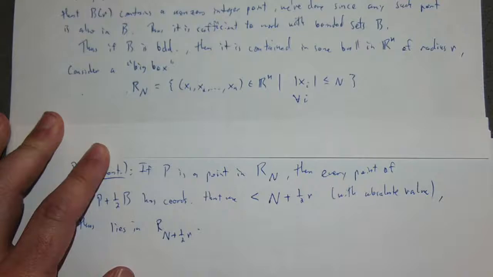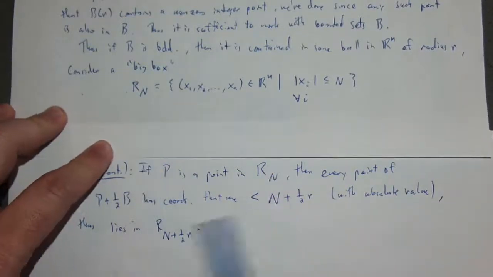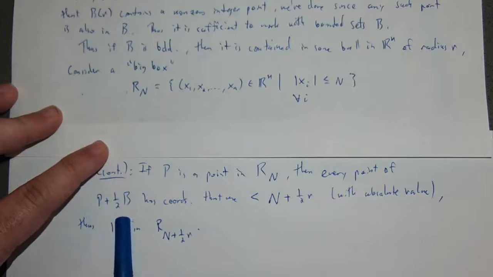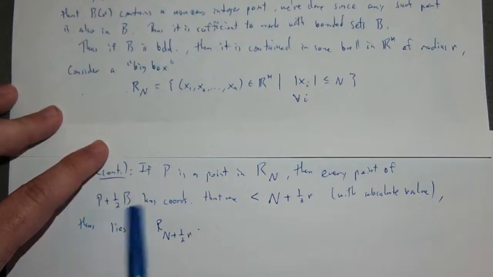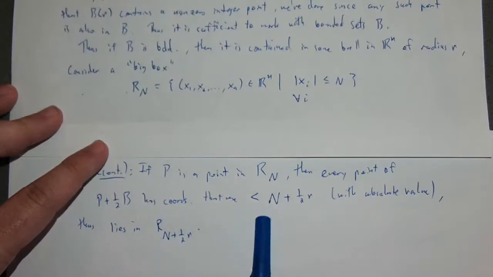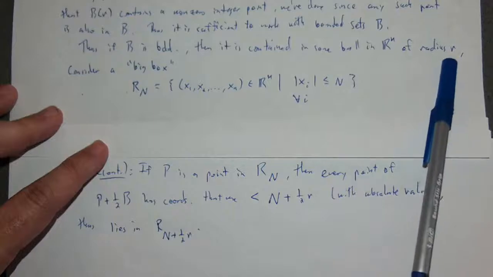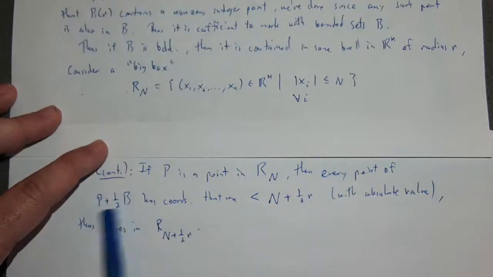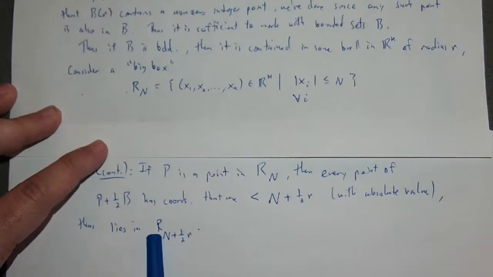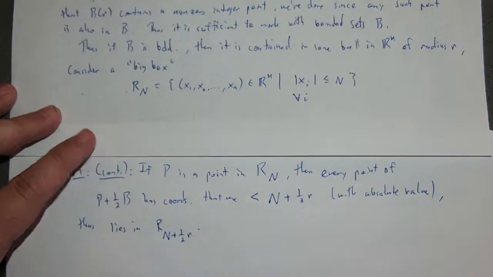Now, if we define this big box, and if P is any point in this big box, then if I shift 1/2 B by such a P, every single point in this shifted set has coordinates whose absolute values are less than N plus 1/2 r, where r is that radius bounding B. And so every single point in this shifted set, P plus 1/2 B, lies in this big box R, with the parameter describing the box being replaced with N plus 1/2 r, coming from here.